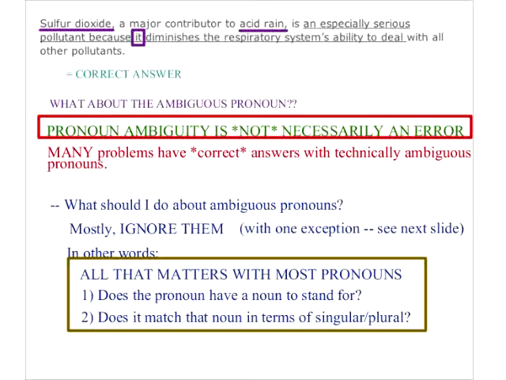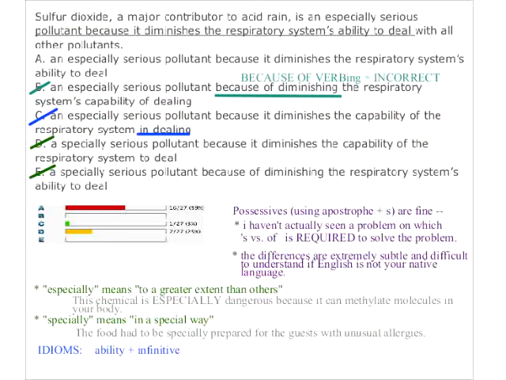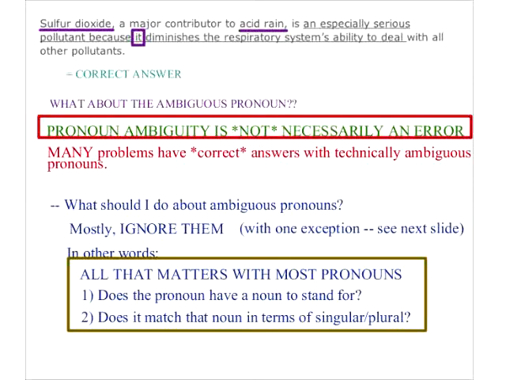Let's talk about this. So in this problem, we have to ignore the ambiguous pronouns. Some people were driven to choose choices like B and E because they wanted to get rid of the pronoun. Make sure you don't.